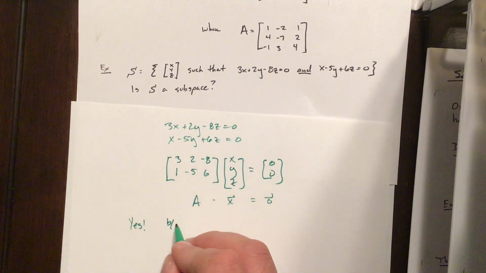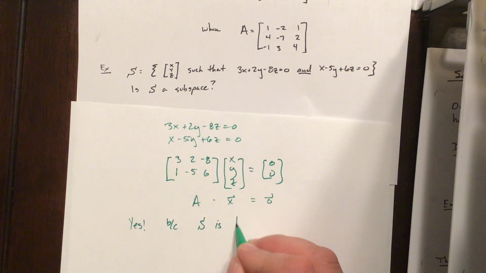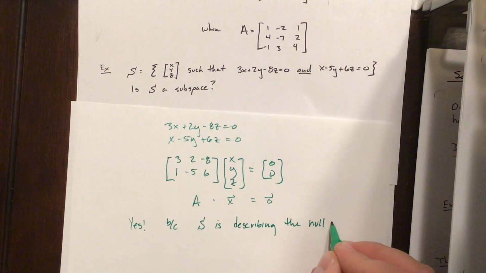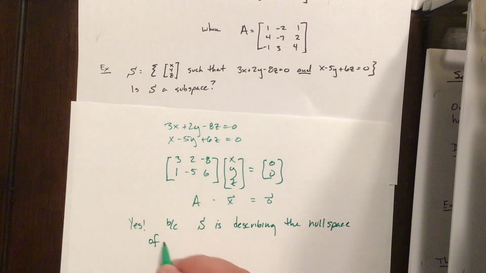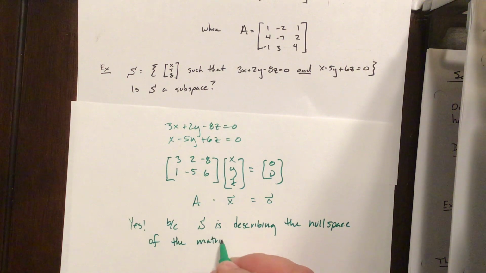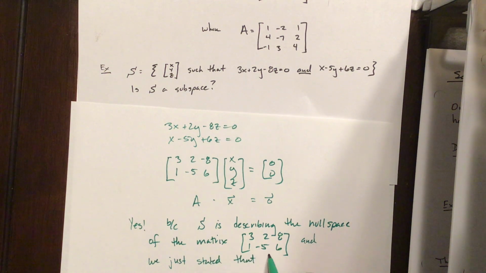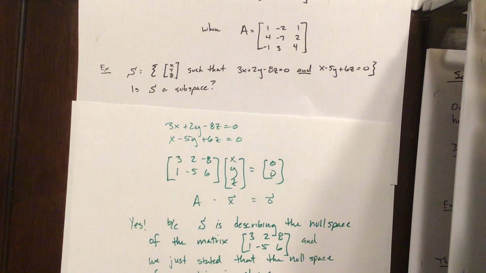Why? Because the set S is describing the null space of the matrix (3, 2, negative 8) and (1, negative 5, 6), and we just stated that the null space of a matrix is always a subspace.